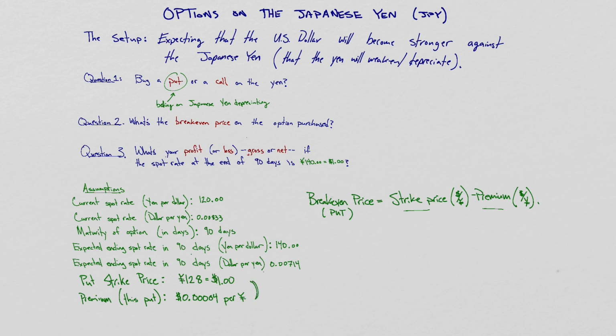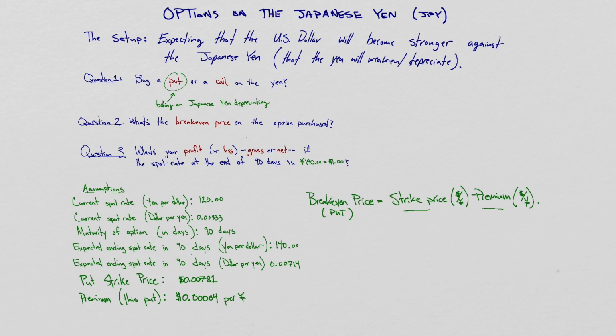So we can almost take these two numbers and just plug them in. The one thing is that this one is in yen per dollar, and this is in dollars per yen. So we just have to make them consistent. This formula is really built for dollars per yen. So to make them consistent, we convert this one by taking 1 divided by that number, and that gives us dollars per yen. That's going to give us a strike price in dollar terms of 0.00781 dollars per yen.